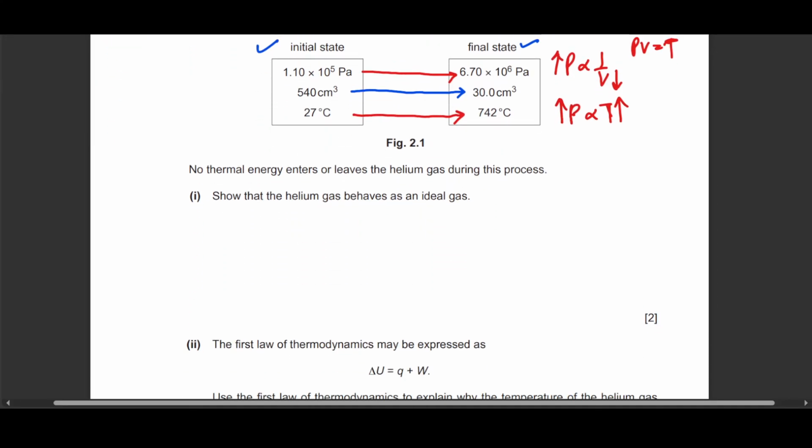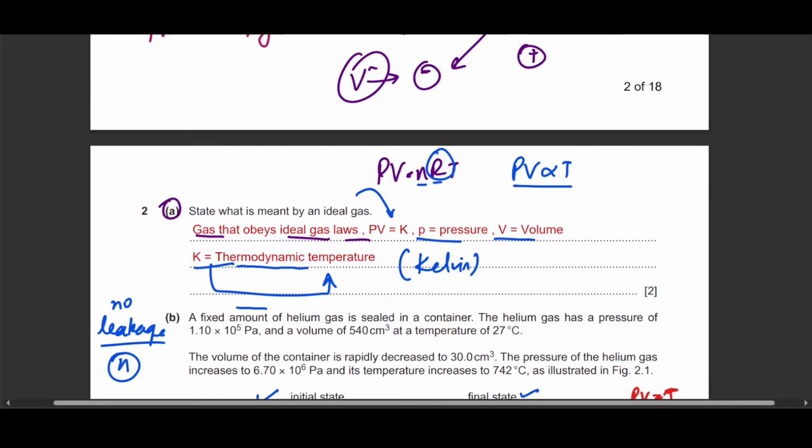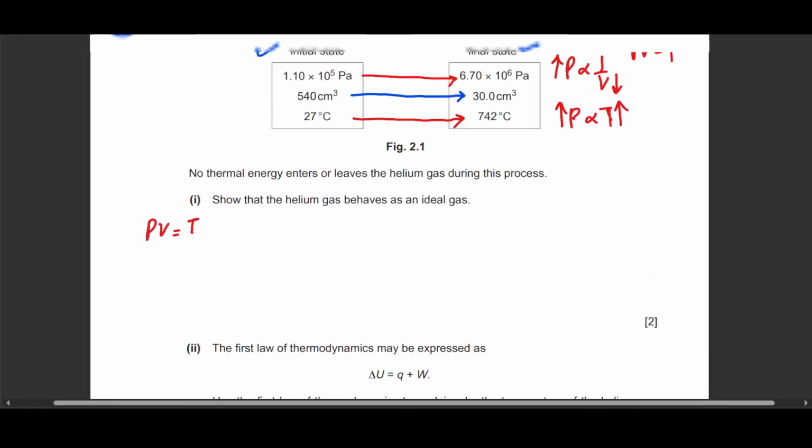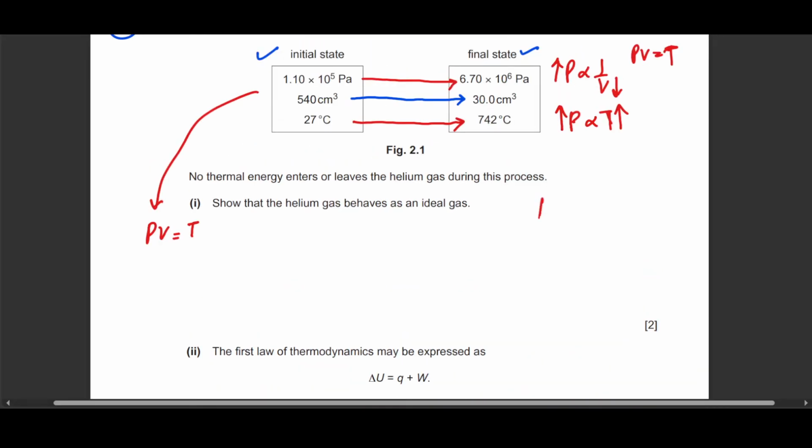So he says show that the helium gas behaves as an ideal gas. Now for any system to behave as an ideal gas, the thing that you explained previously, that it should behave PV equals to K, should be applicable on both situations. So PV equals to T, for example, of the initial situation, and PV equals to T of the final situation. They both should produce the same answers.